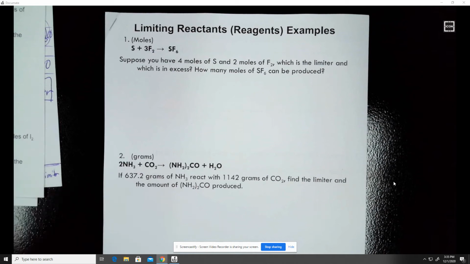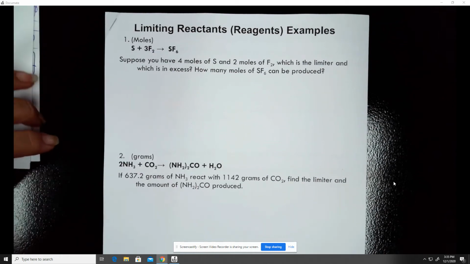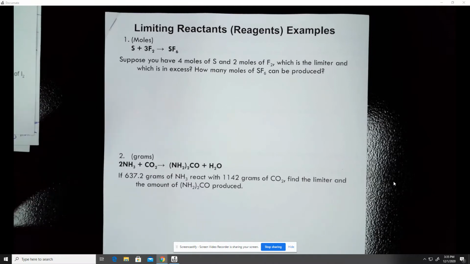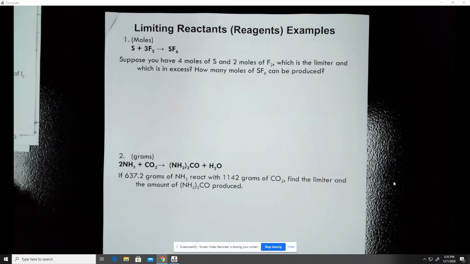I'm going to backtrack a little bit and do a quick video over limiting reactants or reagents and our examples, because I had a lot of absences for people that were out because of quarantine or just different reasons. So I do want to make sure that you guys understand those limiting reactants.